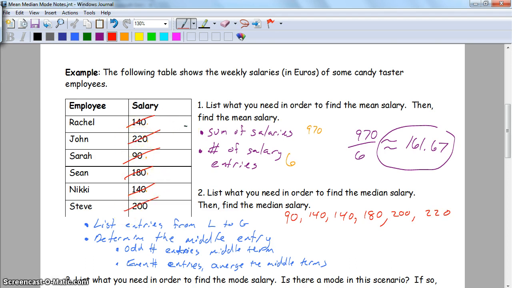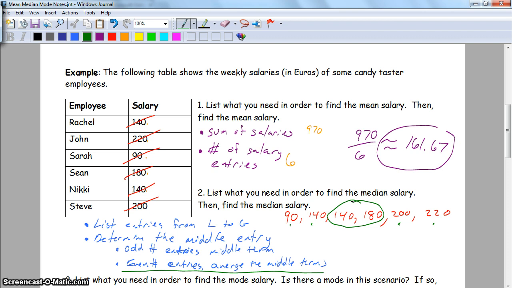Alright, so still 6 entries. 1, 2, 3, 4, 5, 6. So that's an even number. So we got to watch out, right? We got to find the two middle terms. Now, sometimes what helps is if you work from the outside in. So the outside, the next terms, these two are our middle terms.